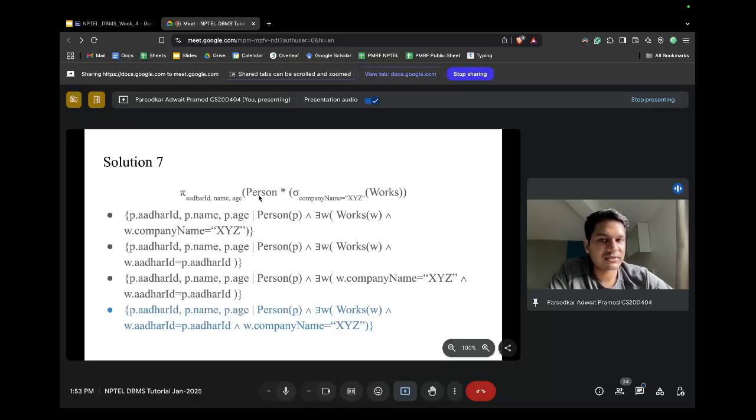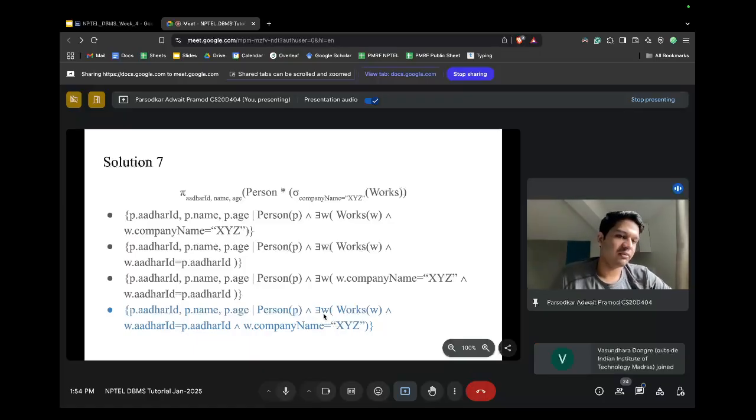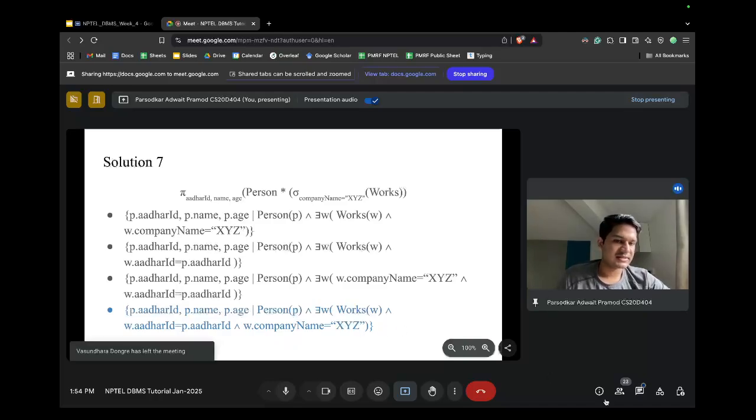That we want that person to be present in works and should belong to the company XYZ. Right? So I need to look for a row in works with company name XYZ and with the same Aadhaar ID. Okay. So I would look for a W. So the inverted E W means there exists a W. So there exists a row in works table such that I can match a person P with that row, and that row has company name equal to XYZ. Is this clear?